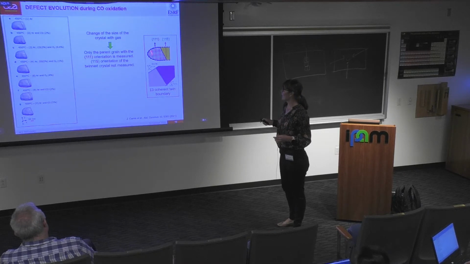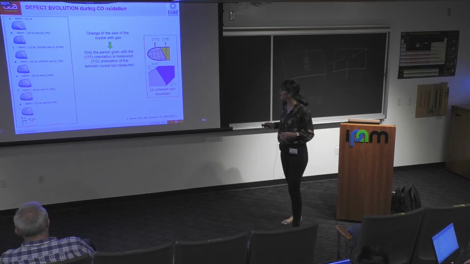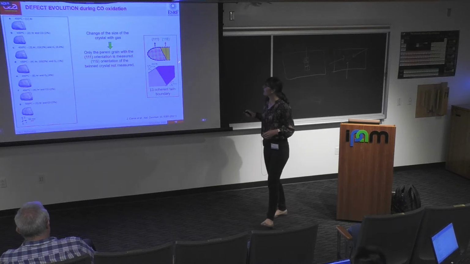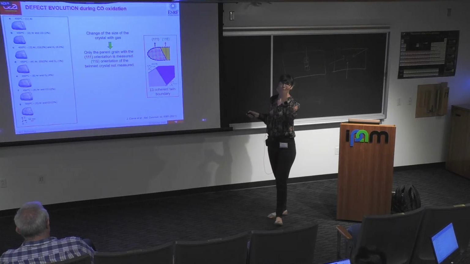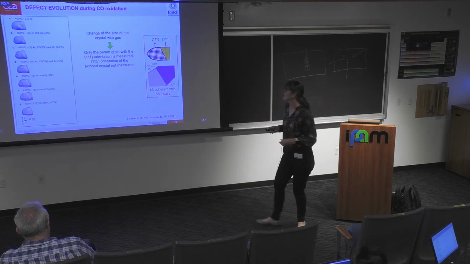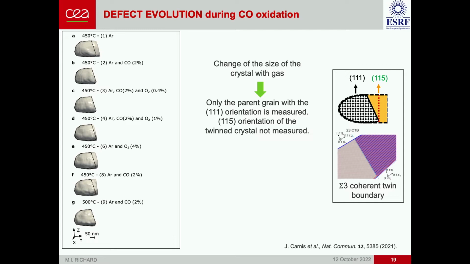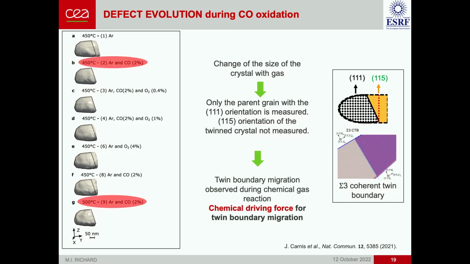It means that we have one portion of the crystal which has a 1-1-1 orientation. Then we have a sigma-3 twin boundary here. And the other portion of the crystal has another orientation, so we are not measuring it. We are only measuring the grain with the 1-1-1 orientation. So we can see some twin boundary migration during the reaction. When we are flowing CO, we can see that the twin boundary is moving in this direction, again here.